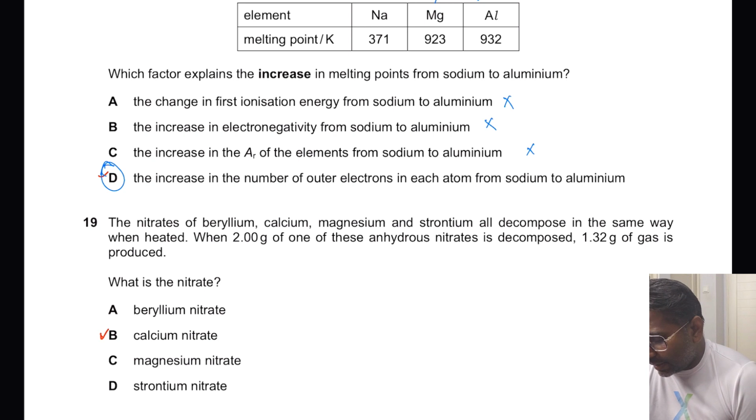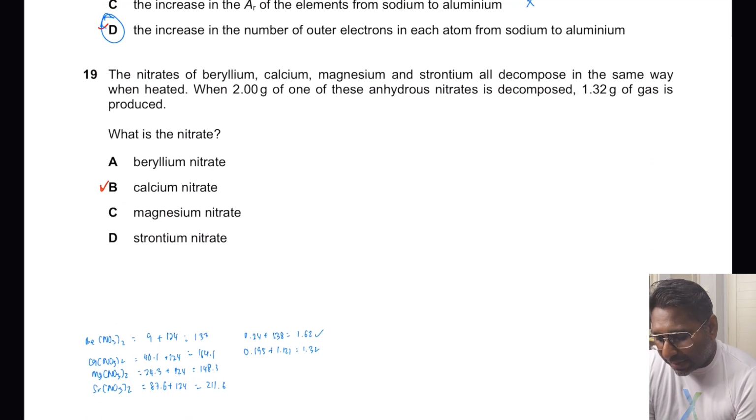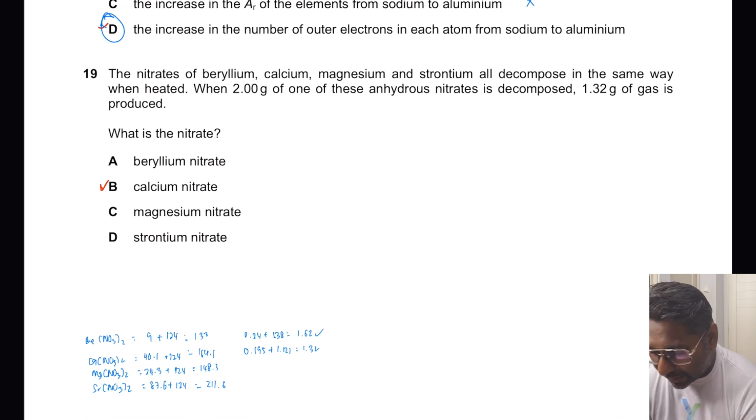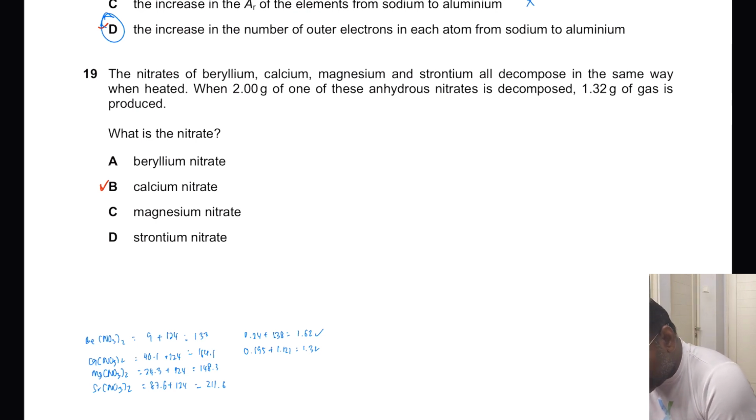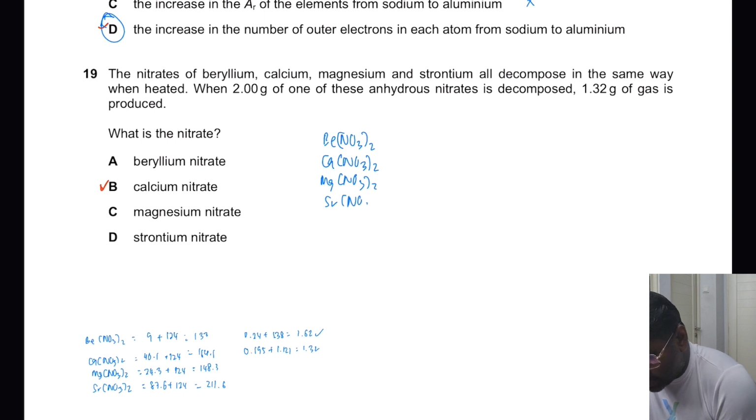Now question 19: the nitrates of beryllium, calcium, magnesium, and strontium all decompose in the same way when heated. So if I have beryllium nitrate, calcium nitrate, magnesium nitrate, and strontium nitrate, all of them are from group 2. When they decompose, they will give you BeO plus NO2 plus oxygen.